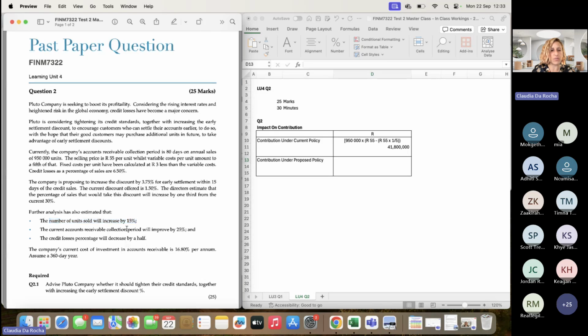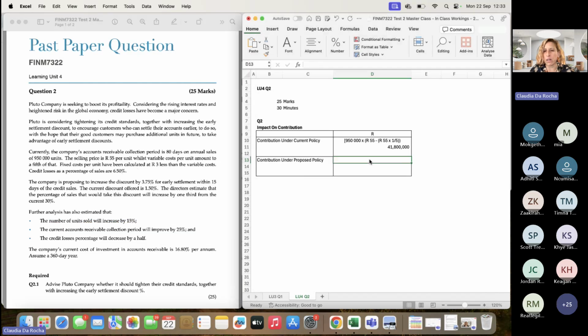Okay, because the collection period doesn't affect our contribution, credit losses don't affect our contribution, and nothing's happening to our other pieces. So we're going to take the exact same formula that we had before. The only difference now is we are increasing our number of units by 1.15. So it's the 950,000, increasing it by 15%. Okay, so what do we get as the answer?